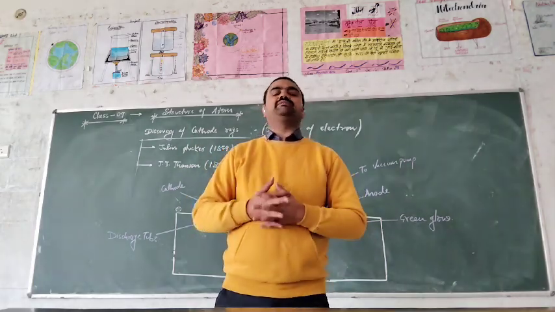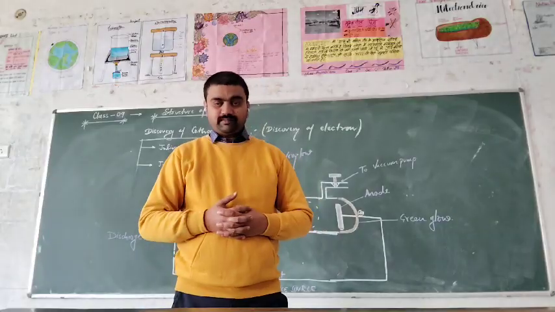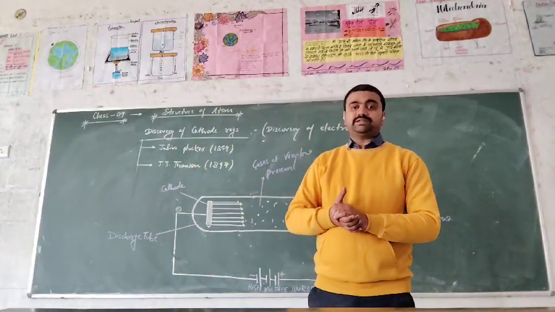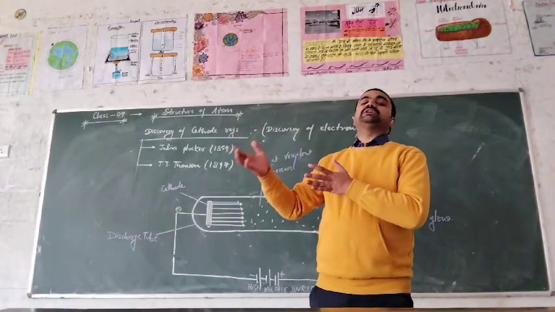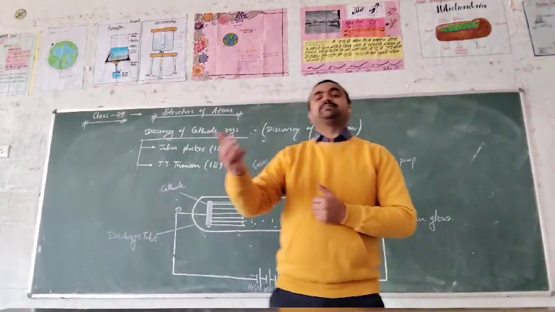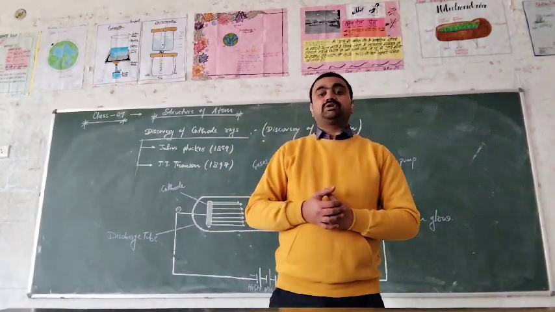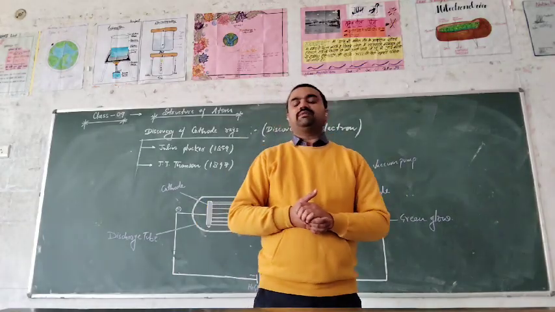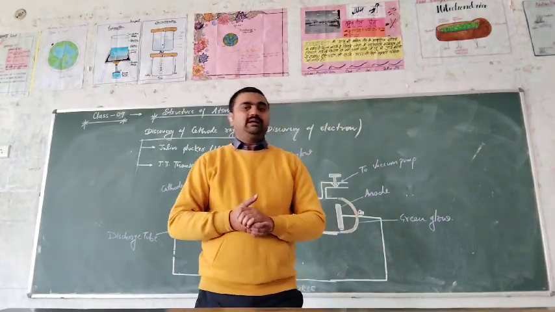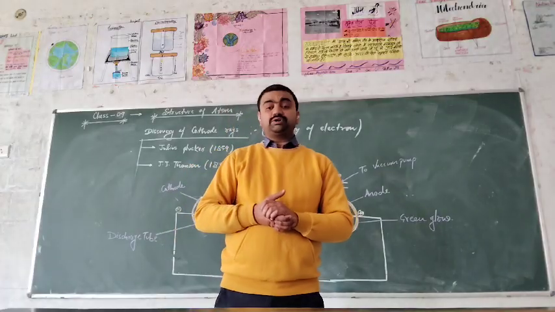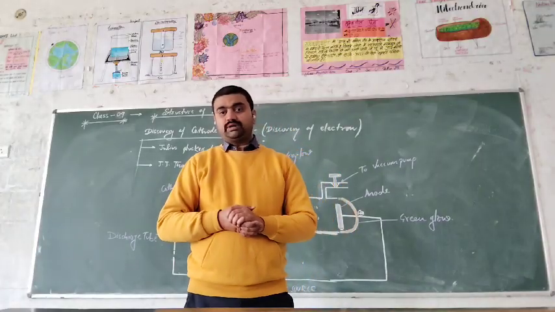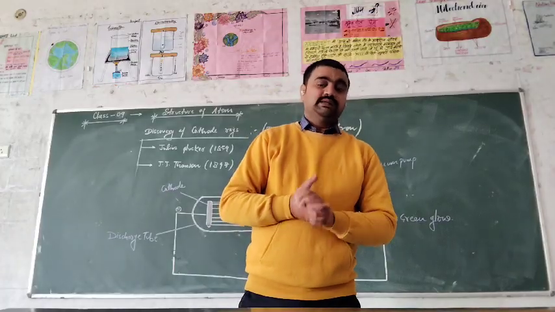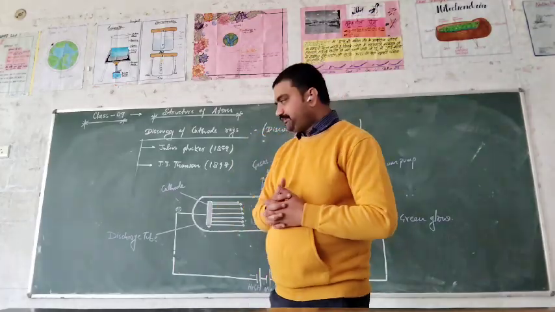But modern discovery, the modern chemists explained that atom is divisible in nature. That means atom can be further divided into simpler forms, like electron, proton and neutron. You know very well that atom is made up of three fundamental particles, that is electron, proton and neutron. These three fundamental particles are also known as subatomic particles.